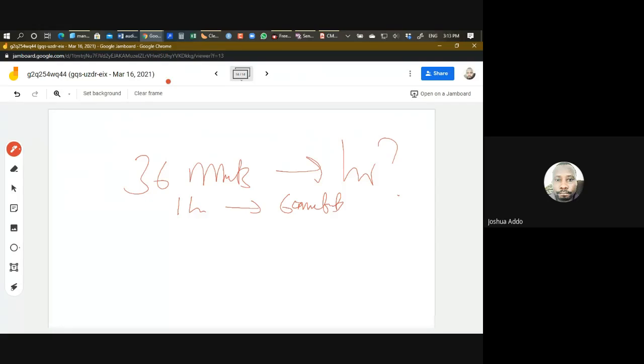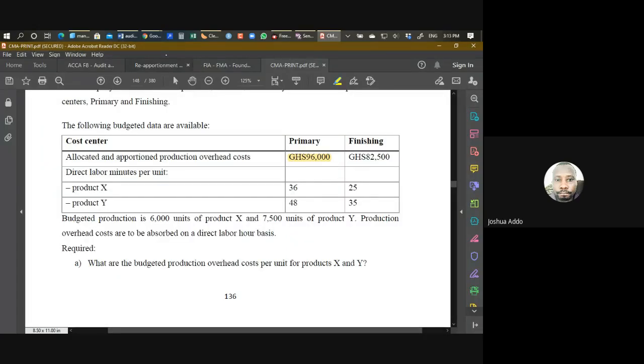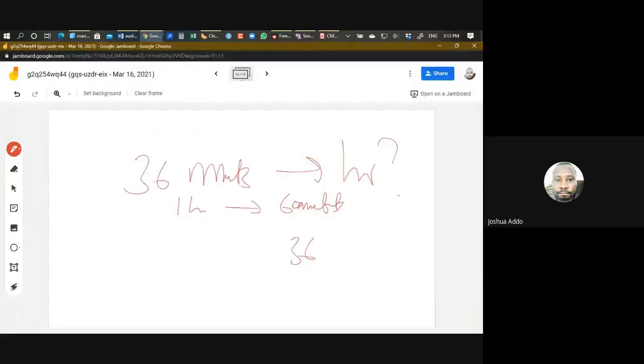1 hour is equivalent to 60 minutes. 36 minutes. So the question gave us 36 minutes. 36 minutes is equivalent to what? We don't know it in hours. But you know that if 60 gives 1, 36 will give less, right? And they say if less, more divide. 36 over 60 times 1. This is how they do it.